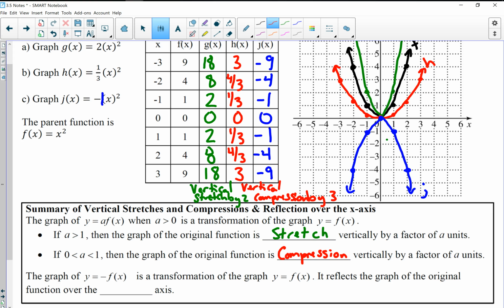And then the last part is our reflection. So when I have that negative outside my parent function, like a -1 multiplier, that's what's going to reflect it over the x-axis.